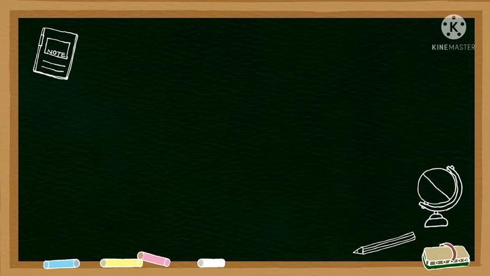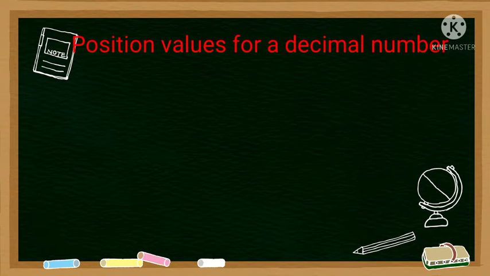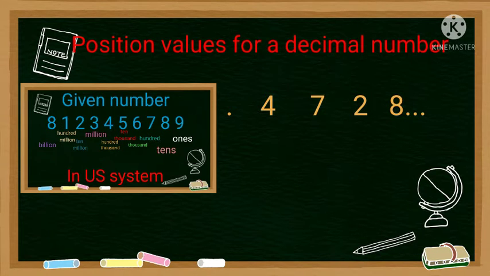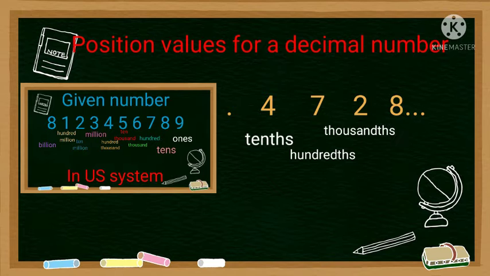Now, if a number is given in the form of a decimal, then for the digits on the left side of the decimal, we have the number system as already mentioned: ones, tens, 100, 1000, 10,000. But for the digits on the right hand side of the decimal point, we have position values as tenths, hundredths, thousandths, ten-thousandths and so on.